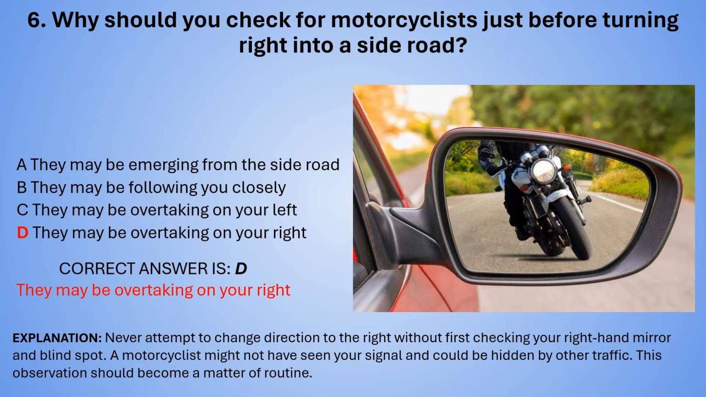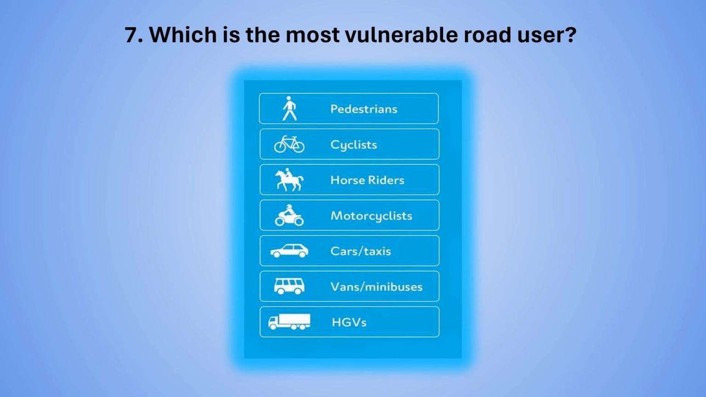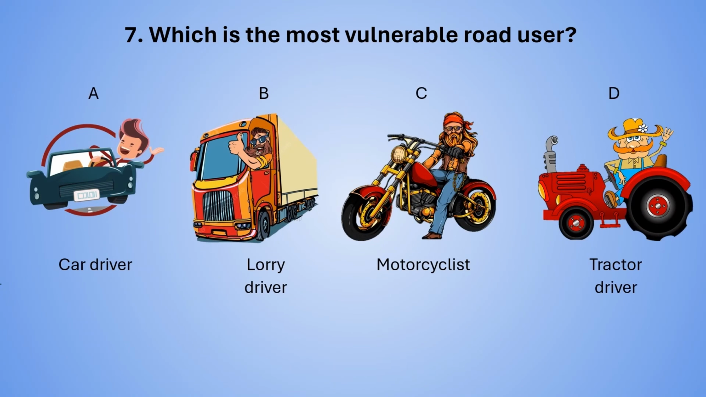Question number 7. Which is the most vulnerable road user? A. Car driver. B. Lorry driver. C. Motorcyclist. Or D. Tractor driver. 5, 4, 3, 2, 1. And the correct answer is C, the motorcyclist.